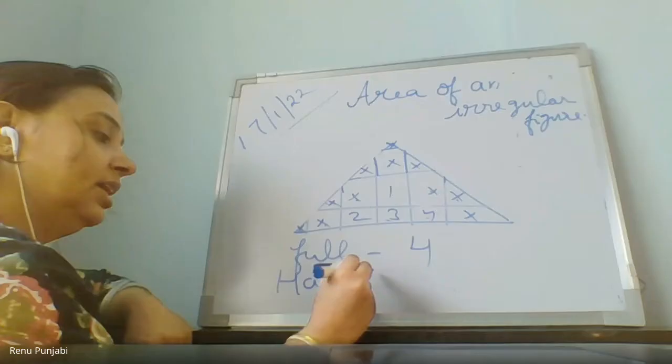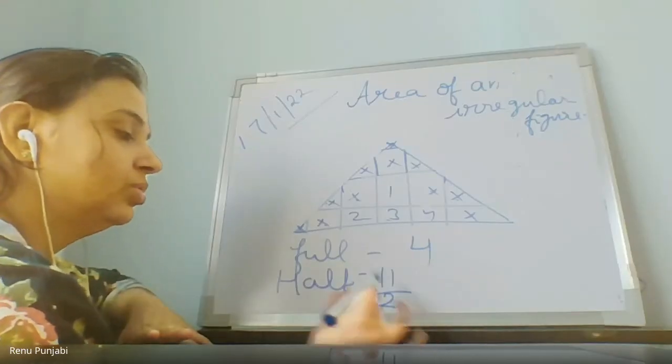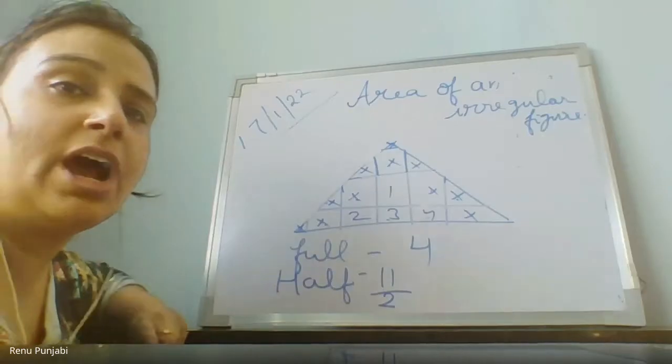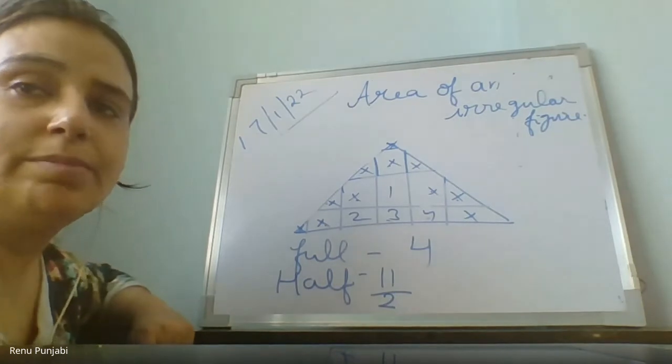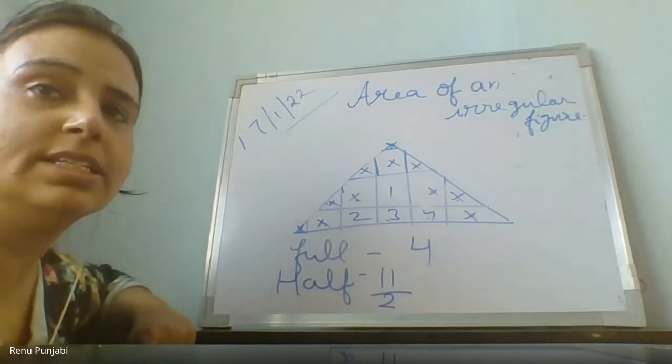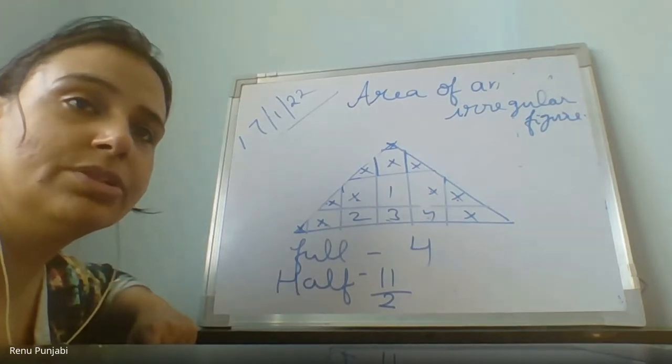Ma'am, 11. It is 11. So how many halves are there? 11. And 11 divided by 2. The answer is 5.5. Children, if you all shout like this, please write in the chat box if you know the answer. Write in the chat box.